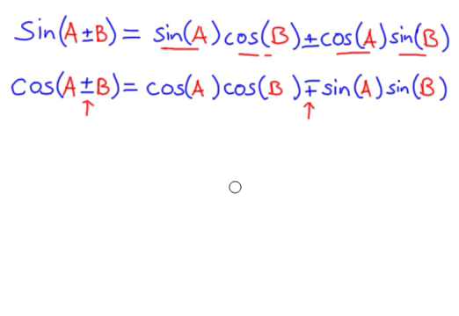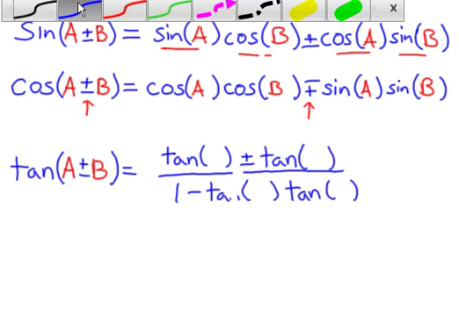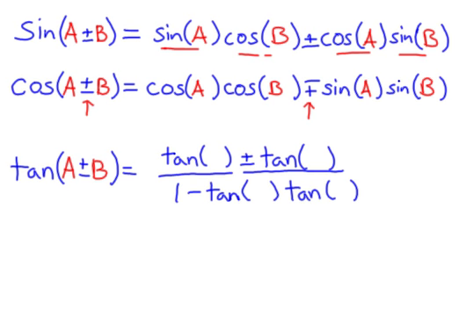Let me go ahead and erase that. If you're looking at the tangent function, here's our tangent. Same thing, tangent of A plus or minus B. We get tangent of A plus or minus tangent of B on top. So it's still A and B on top, and then A and B on the bottom. Plus and minus on top, minus and plus on the bottom. So signs stay the same on the top, but they switch on the bottom.